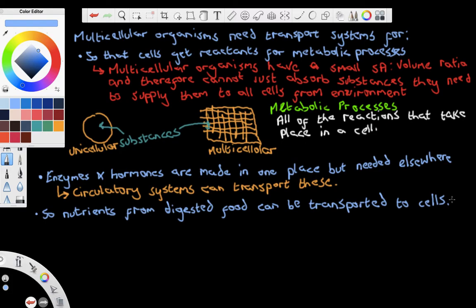And finally, waste substances made in cells can be transported so that they can be excreted. So waste substances made by cells can be transported for excretion.